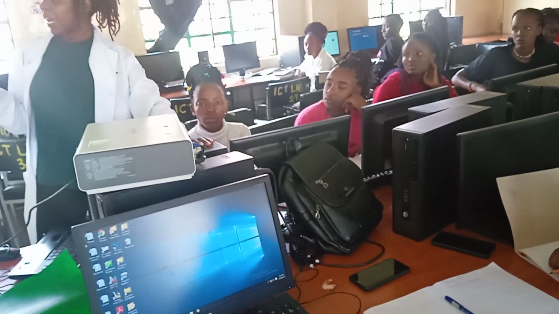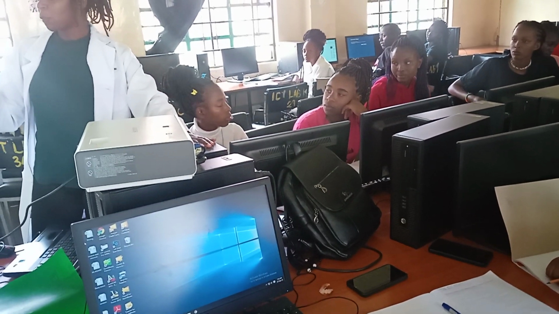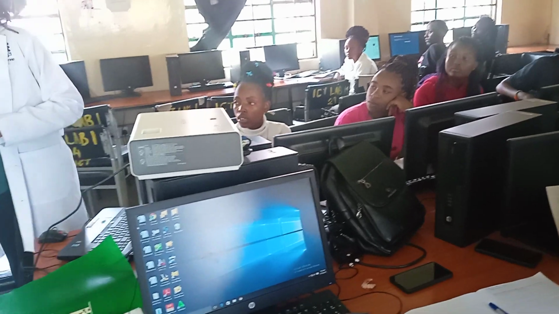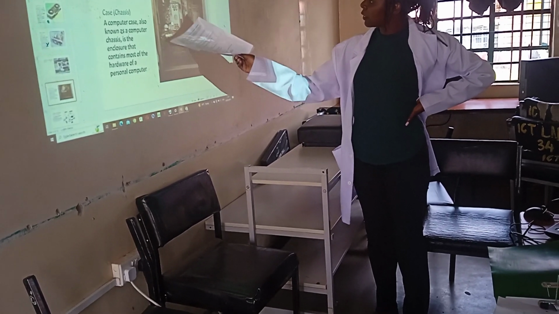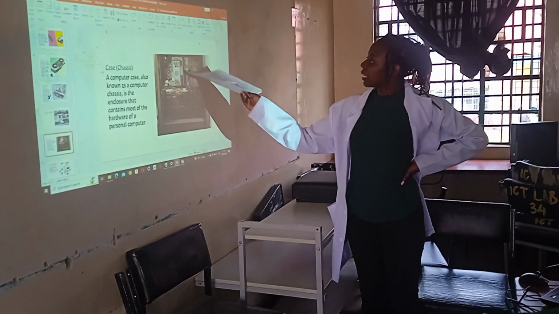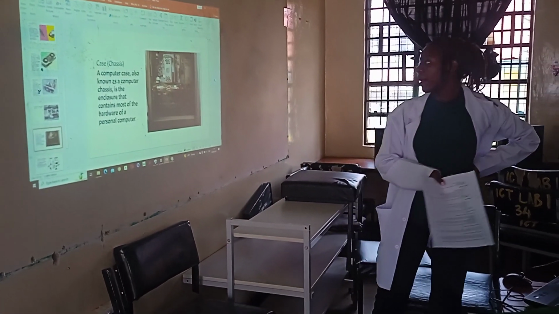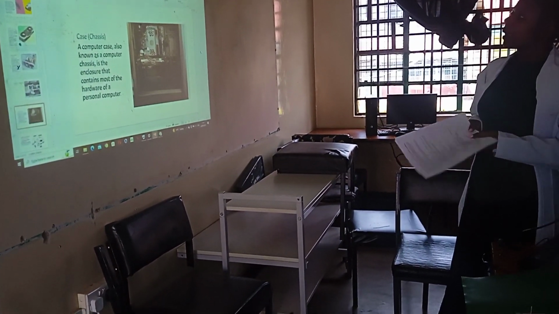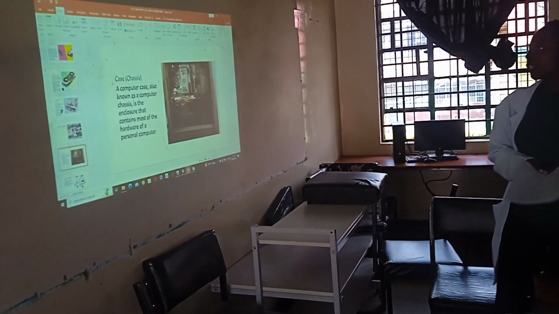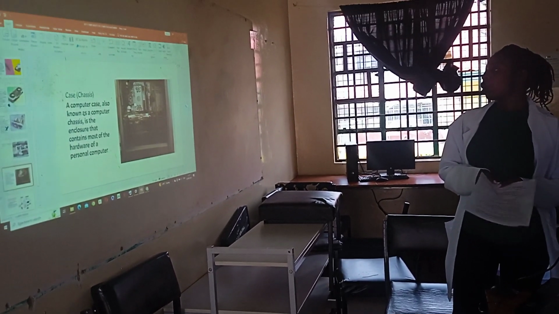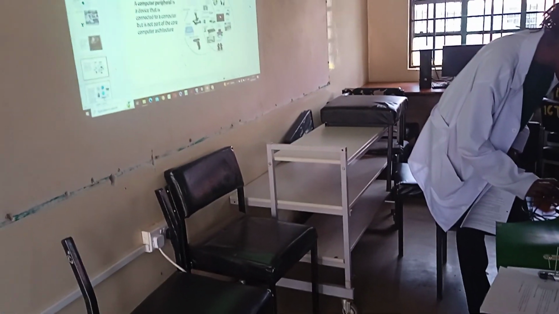The other key components that you are going to look at, kuna the case. Case ni kama hii. This is a case. Hizo vitu zote zenye tumeangalia, all the key components, most of them are found inside the case. And we can see most of the components ambazo tumeangalia, they are found here. This is a motherboard, whereby we can find all the other key components that help the computer to operate effectively. A computer case, also known as a computer chassis, is the enclosure that contains most of the hardware of a personal computer.